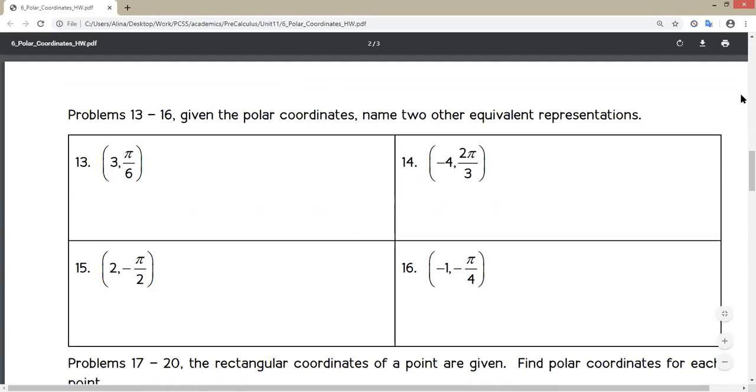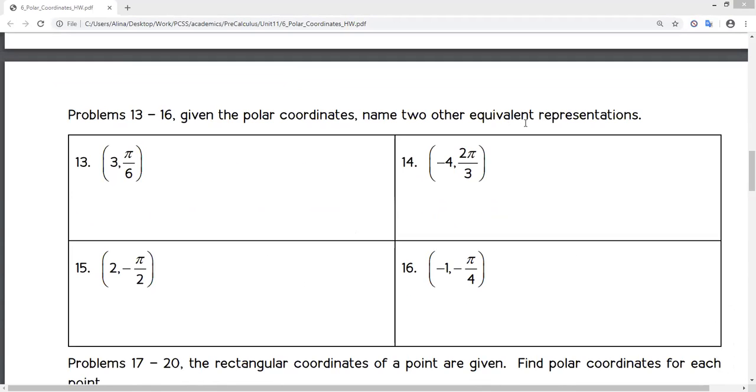All right, question 13. Given polar coordinates, name 2 other equivalent representations. 1 would be enough for me. If you can do 2, that's great. You can do 1. I just want to make sure that you understand how to name it the other way.